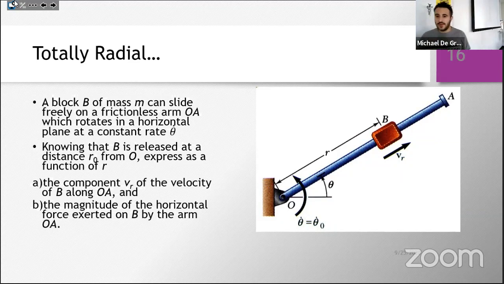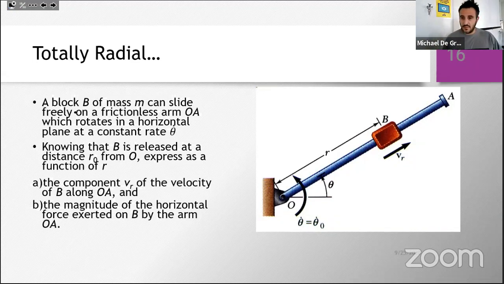All right, so knowing that B is released at some distance R not from O, express as a function of R, A, the component velocity, and B, the magnitude of the horizontal force exerted on B by the arm. Basically we're going to do this whole thing symbolically, and we're going to do it together.